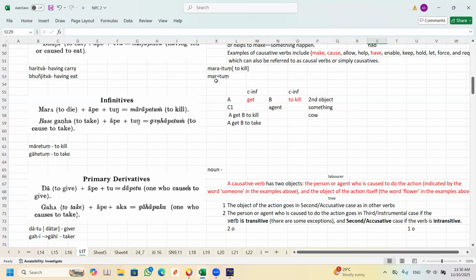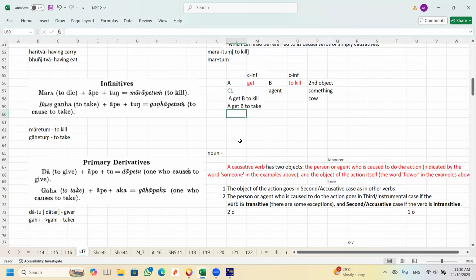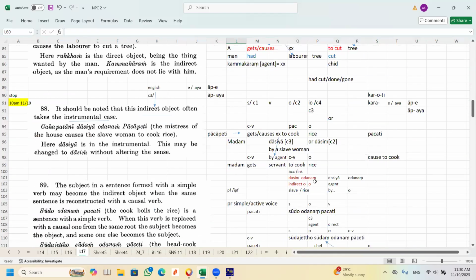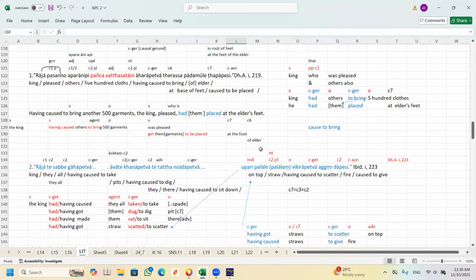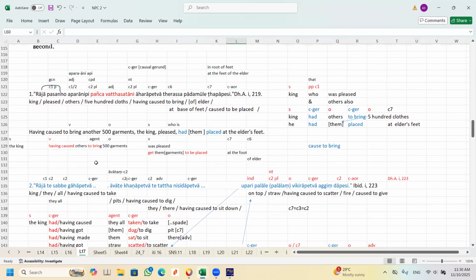So this is the one that you need to remember. When it comes to translation, when you have this idea, it's a lot easier. So you don't have to use just "get". Sometimes you may have to use the word "had", according to what you see. Follow the structure. Okay. Yeah. Now, when you get like that, you can say "having caused".